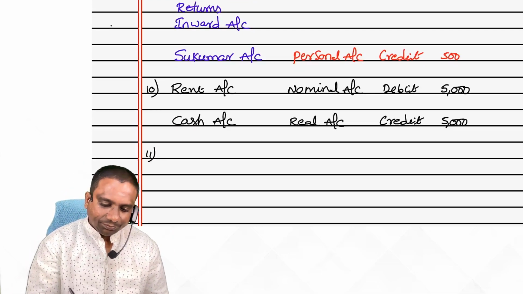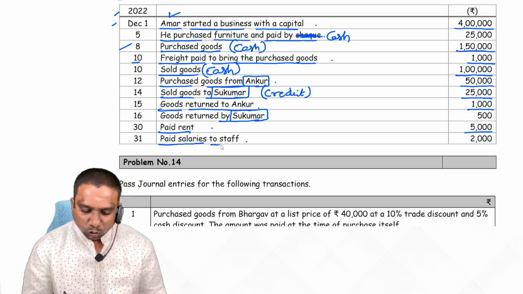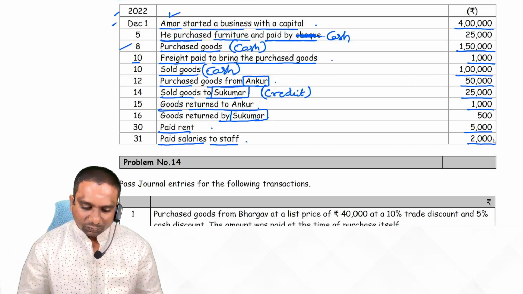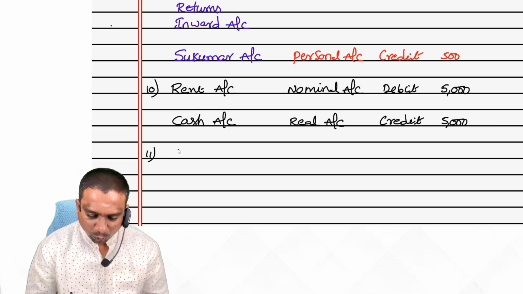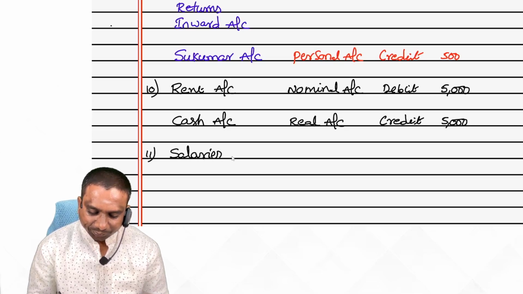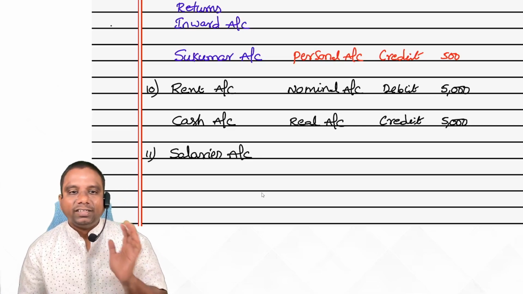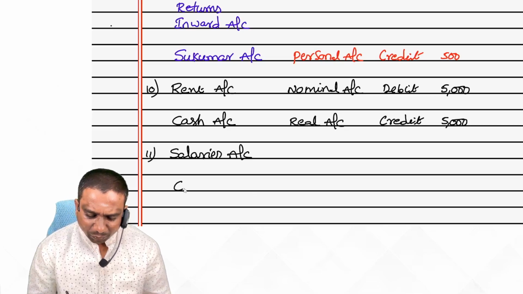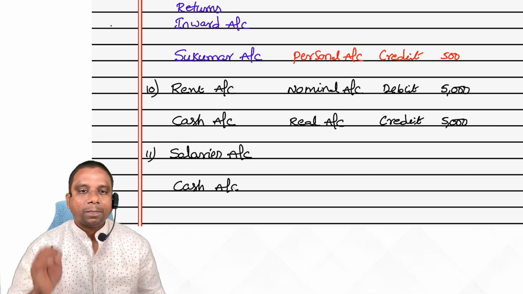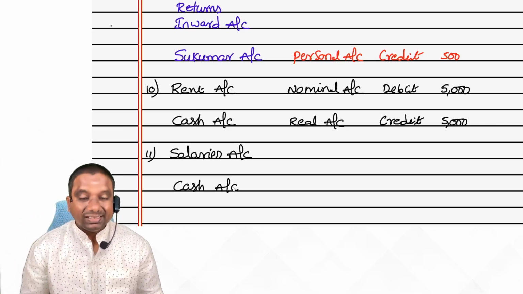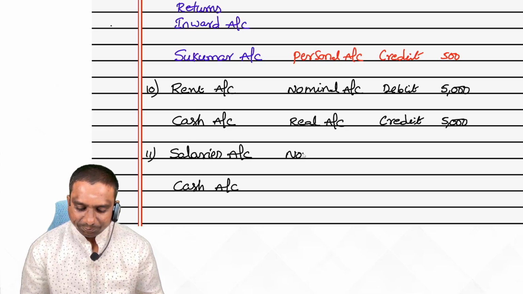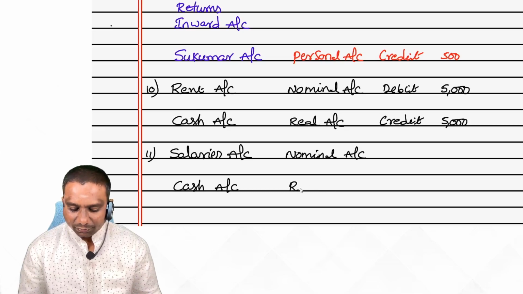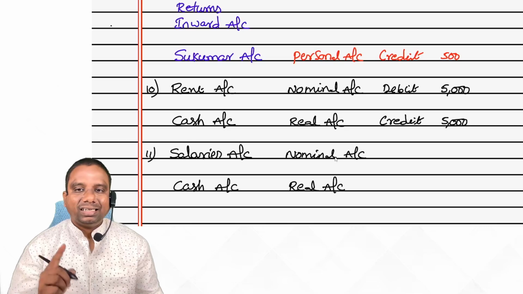Next one, 11th one. Paid salaries to staff 2,000. Salary to the staff is expense for us. So we create a new account called salaries account. Why are you paying amount to staff? That's why we are creating salary account. Salary is paid, nothing but cash paid. Salary is expense. Expense means nominal account. Cash is asset, real account.